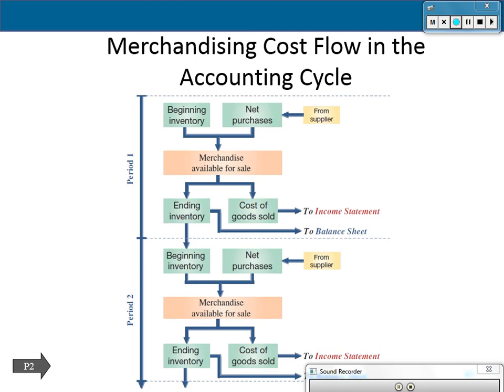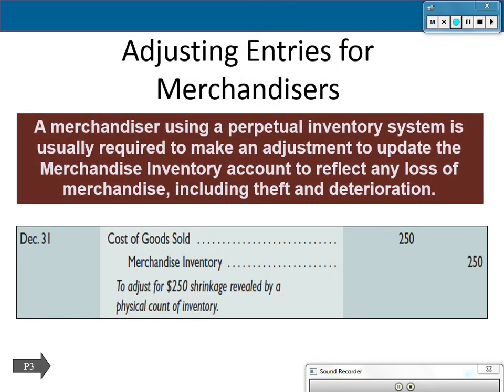So adjusting entries, typically the only adjusting entry that you would ever have to do in a merchandising situation is to adjust for shrinkage and spoilage and those types of things. So it's really no different from what you have been doing with adjusting entries. They tell you how much inventory is left at the end of the year, and then they tell you what they start with. It's your responsibility to just subtract one from the other to get the amount to adjust, okay?